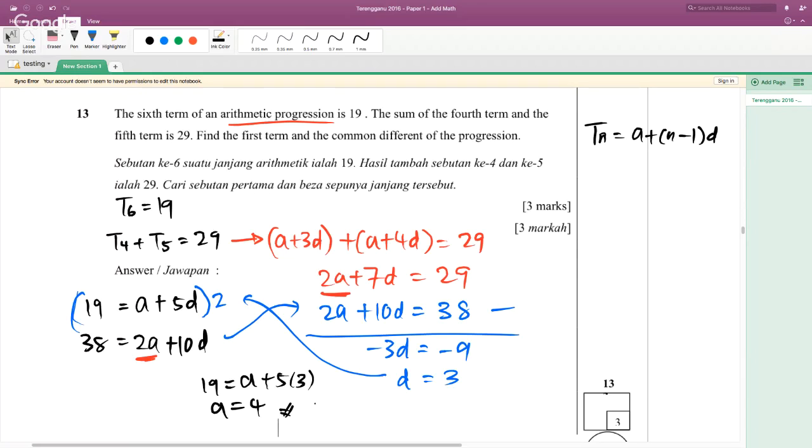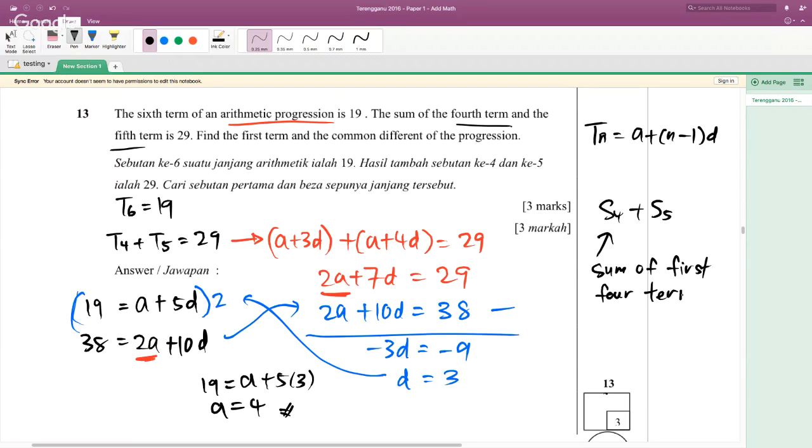Okay, first thing is, when it says sum of fourth term and fifth term, it doesn't mean S4 plus S5. Because what's the meaning of S4? For S4, you must see the very important word, which is first. You must see the word first. S4 we call the sum of the first four terms.